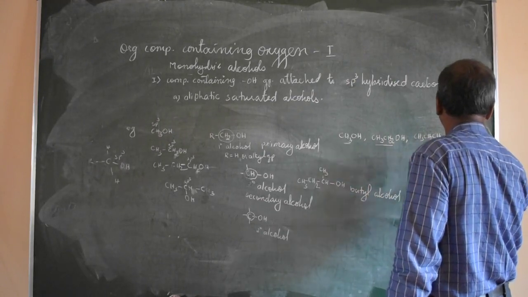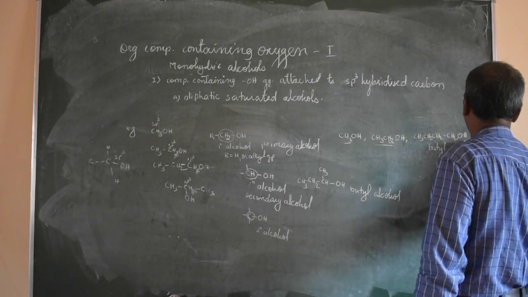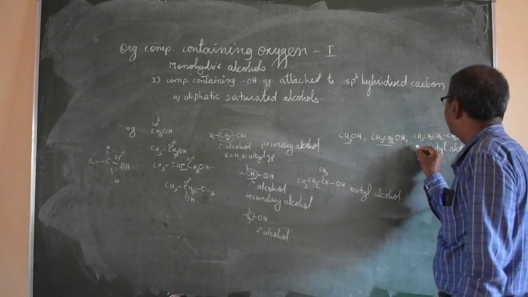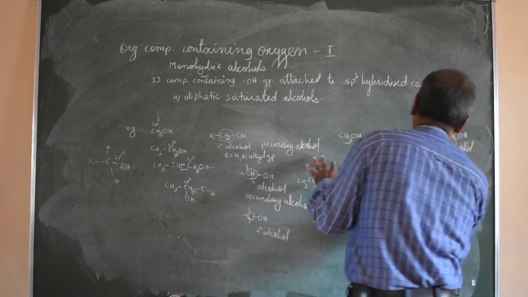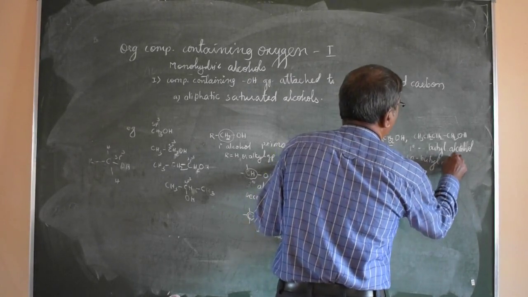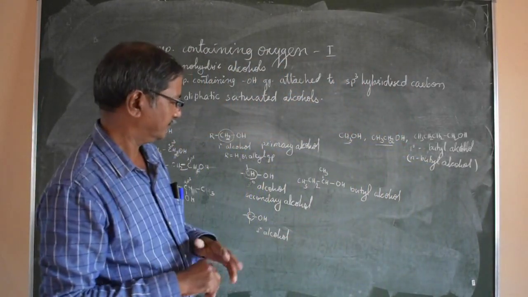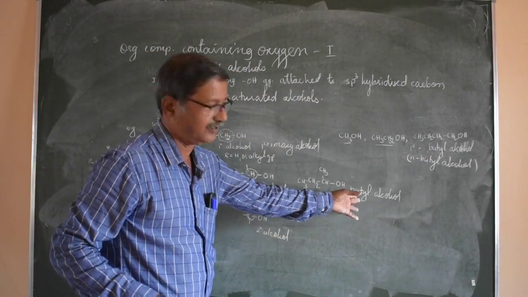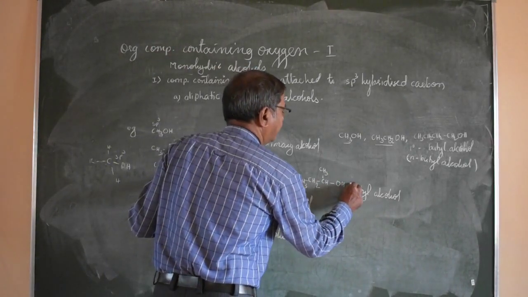But the difference is here OH is attached to CH2. That means 1 degree butyl alcohol. Or it's also called n, that is normal butyl alcohol. 1 degree is also called normal. So here there is a difference between the structure of these two. Both are butyl alcohol, but the difference is in the structure. The OH group is attached to a different carbon.